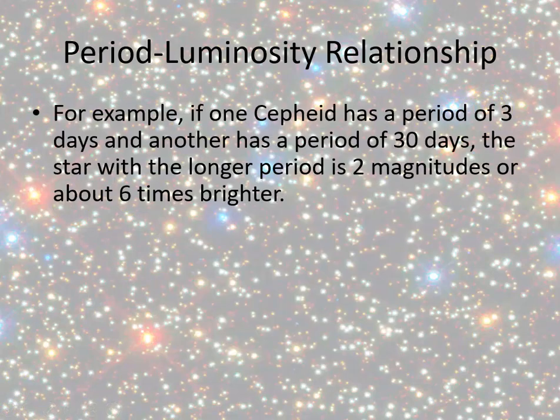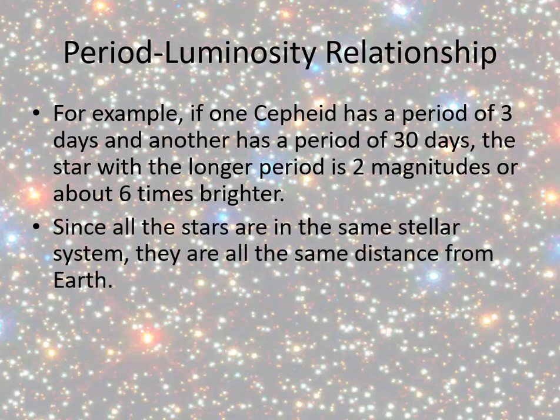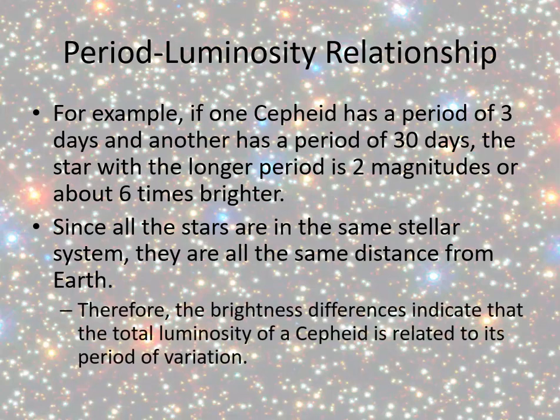So here's an example. If you have one Cepheid variable with a period of 3 days and another with a period of 30 days, it turns out that the star with a longer period is 2 magnitudes brighter, which means 6 times brighter if you do that 2.513 squared. And in fact, it's a little more than 6 times, but we're rounding here. Since all stars in the same stellar system are the same distance from Earth, if you have a cluster of stars that has a Cepheid variable with an oscillation period of 3 days, you know that that cluster of stars is therefore a certain distance from us.